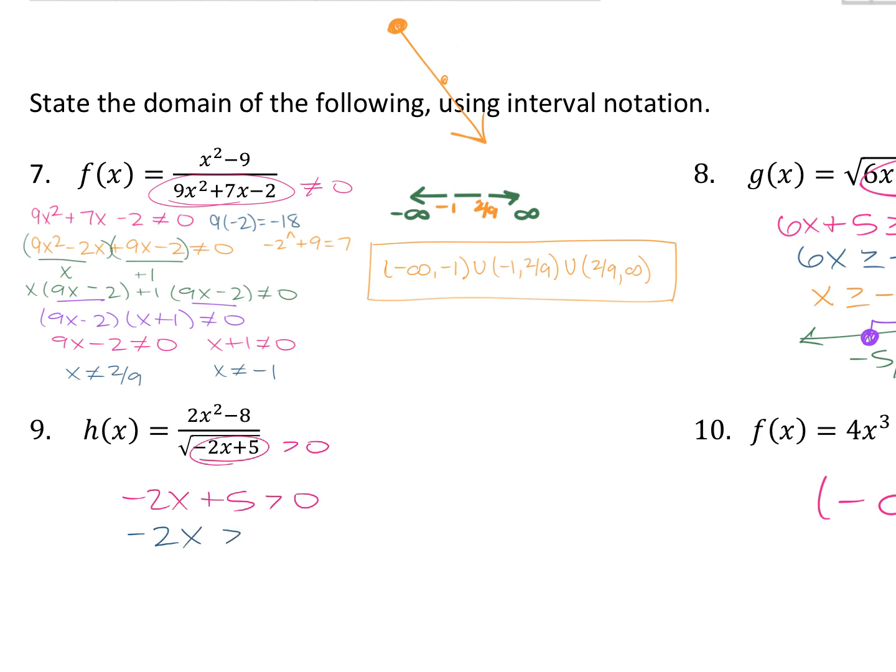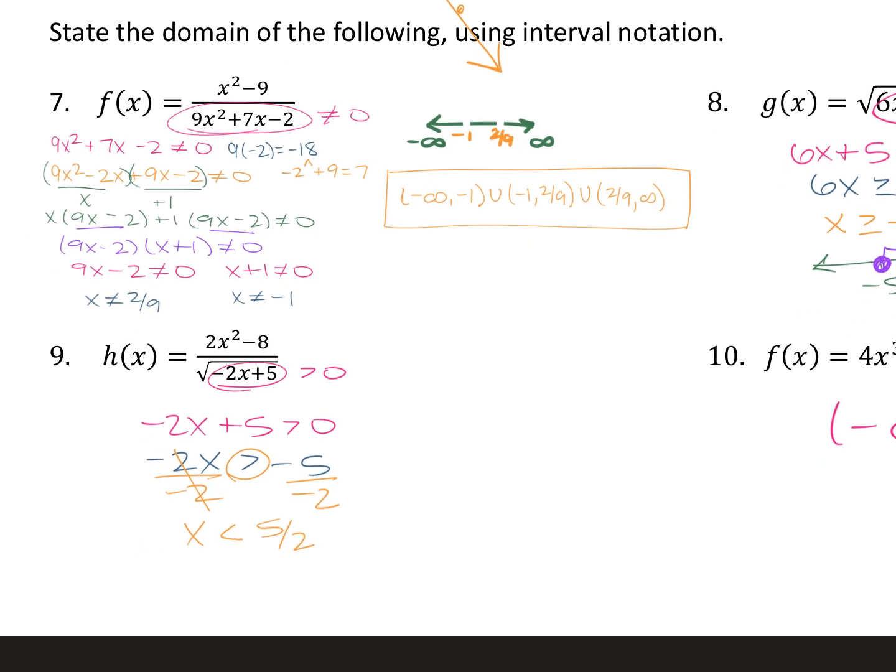That's negative 2x is greater than negative 5, sorry. Then you divide each side by the negative 2. When we divide by a negative, you flip the sign. So x is less than positive 5 over 2.